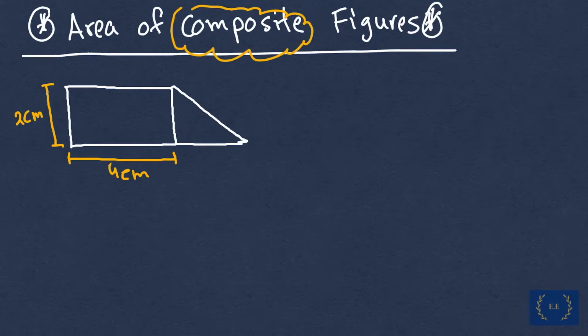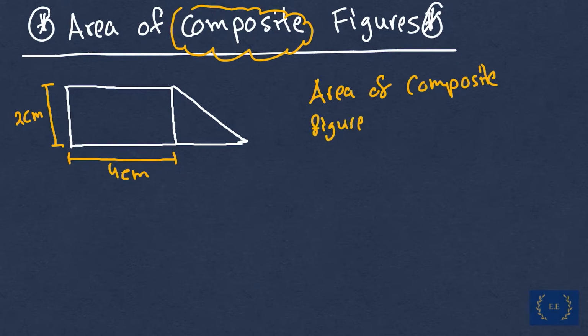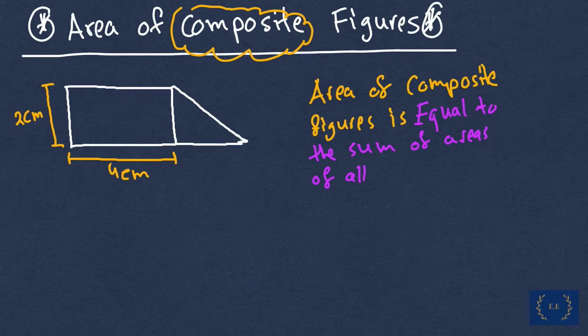Now from the word composite figures, it means we have multiple figures connected together. And if I want to find the area of the composite figures, we can apply the following concept by saying area of composite figures is equal to the sum of areas of all figures.